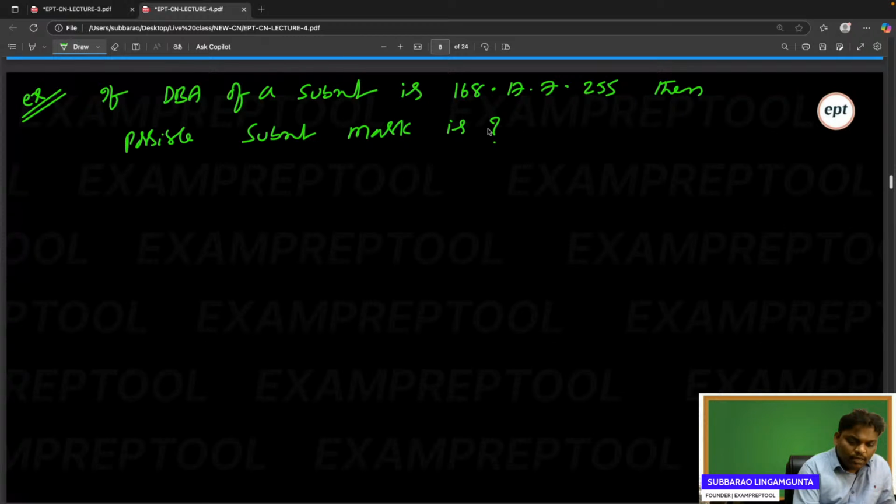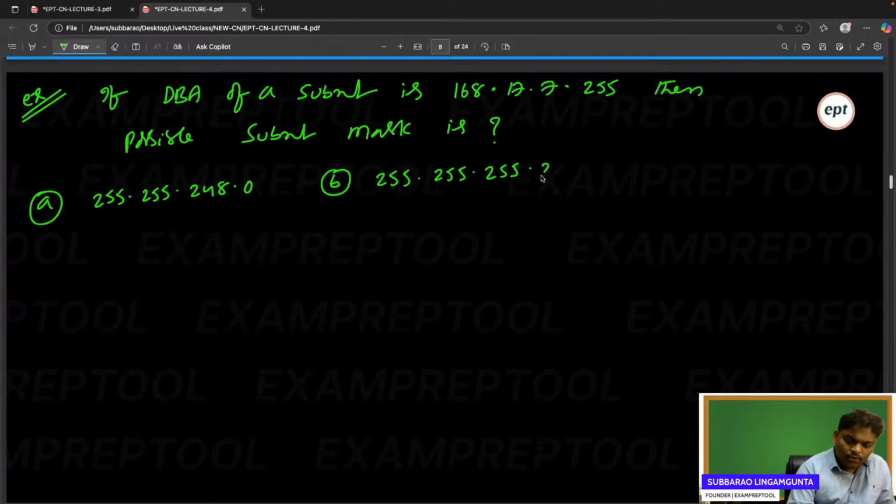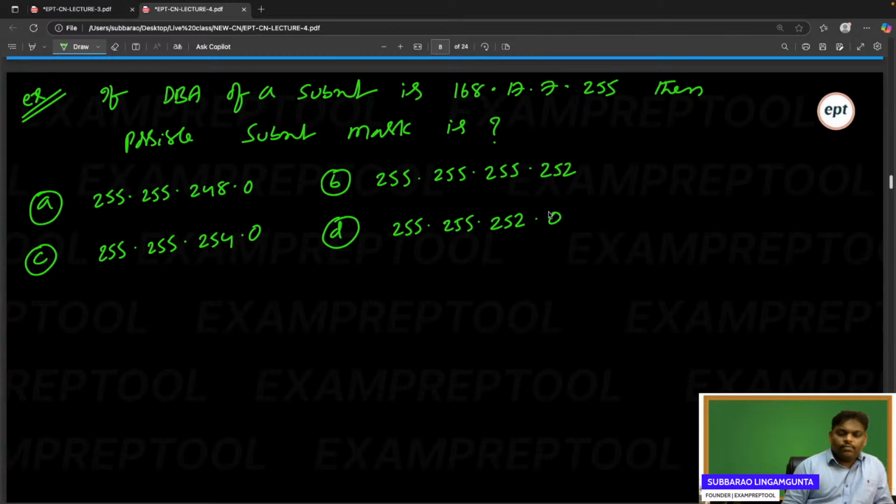Option A: 255.255.248.0. Option B: 255.255.255.252. Option C: 255.255.254.0. Option D: 255.255.252.0.